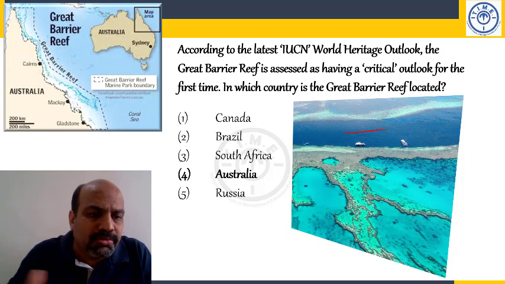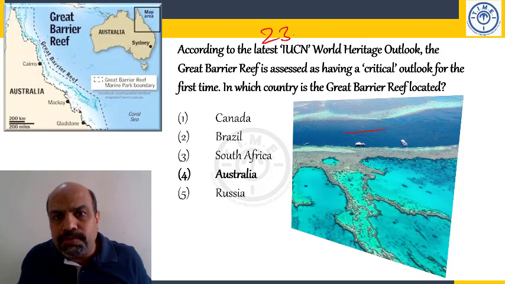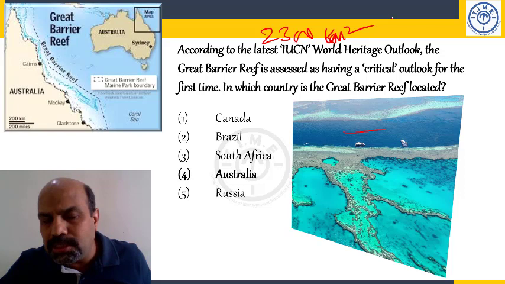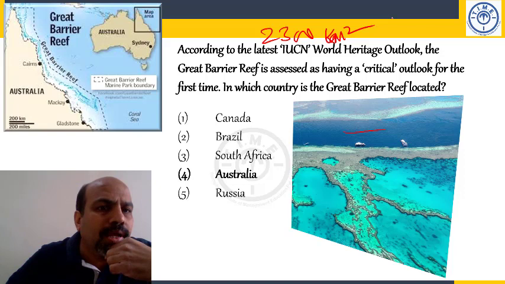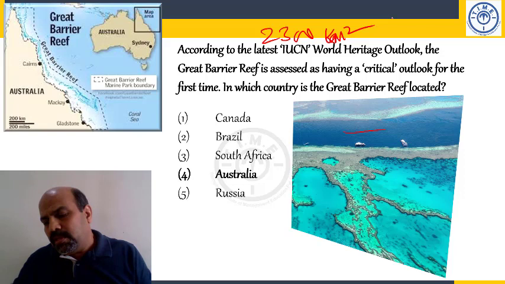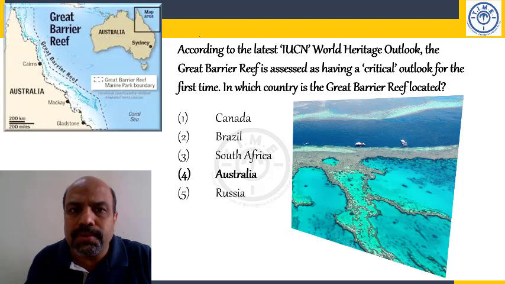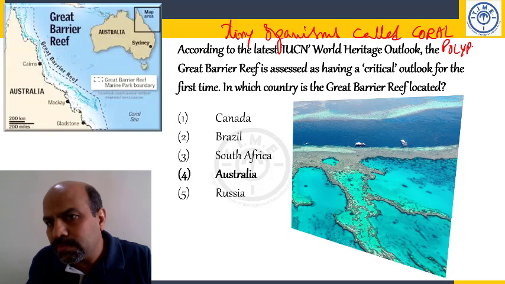You could write this: Great Barrier Reef, dash, spread over 2300 square kilometers, dash, largest coral reef system in the world. Dash. Reefs are made by tiny organisms called coral polyps. They are all organisms. Coral polyps.